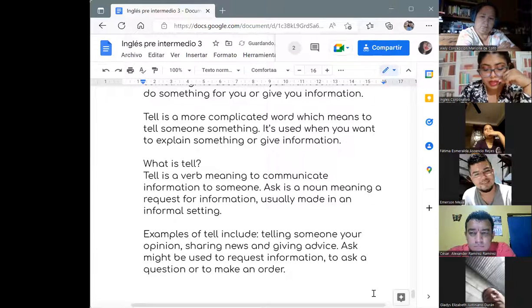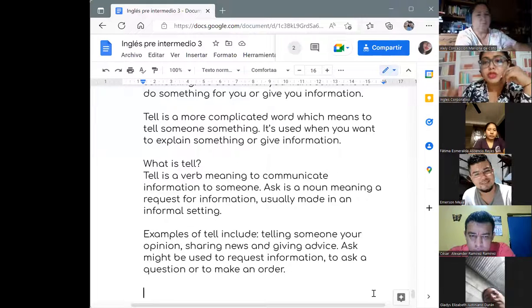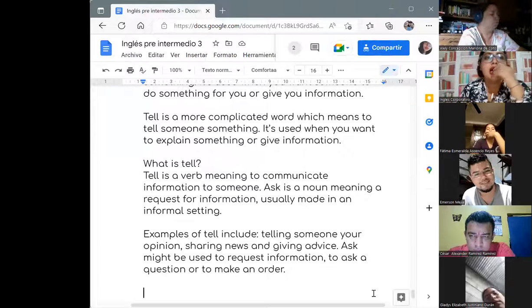So how to ask questions? In this case, we are using ask, but we can have tell and ask for questions. And we are going to see when to ask some questions, and we are going to see some examples. So let's see, how to ask questions. We're going to see, what is this?